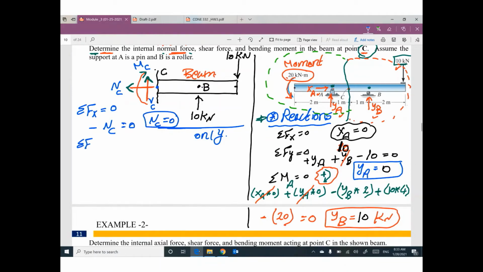Summation Fy equals 0. What are the forces in y direction? We have positive VC. We have positive 10 kilonewton. We have negative 10 kilonewton. Anything else in y direction? No. So this one will cancel this one. You are lucky. VC equals 0.